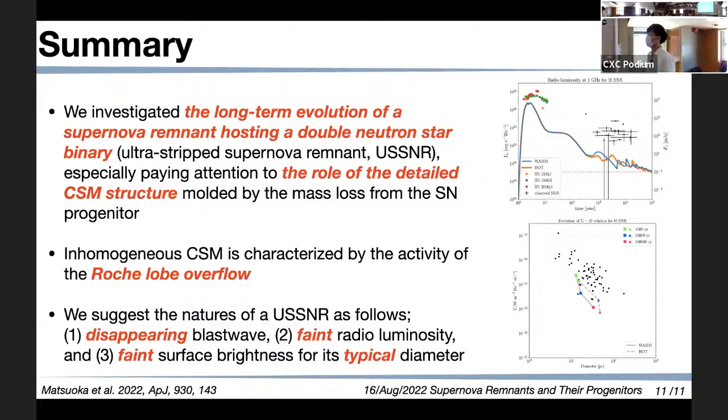And finally, we suggest the nature of the USSNR as follows. One is the disappearing blast wave, the second one is the faint radio luminosity, and the third one is the faint surface brightness for its typical diameter. That's all. Thank you very much.